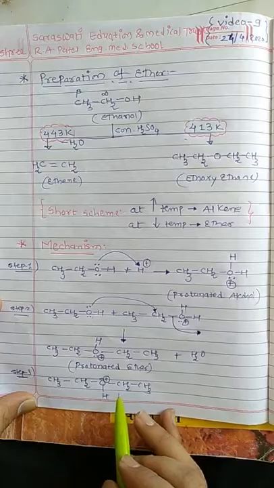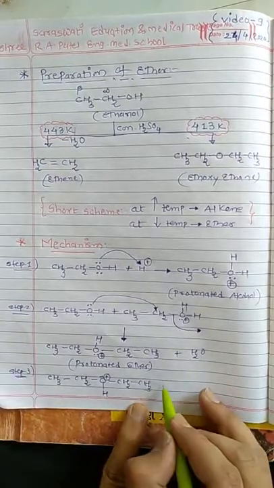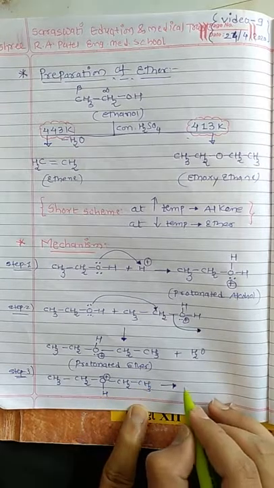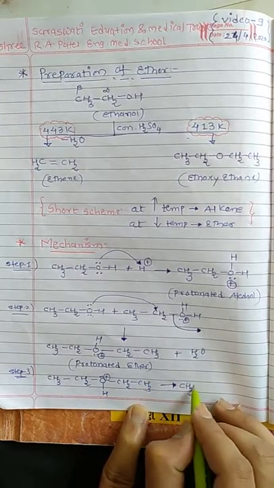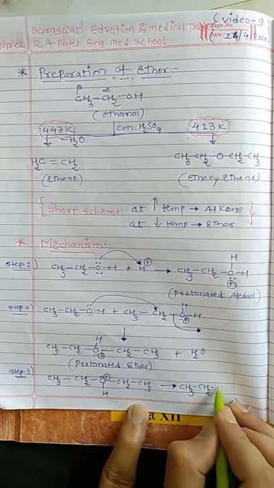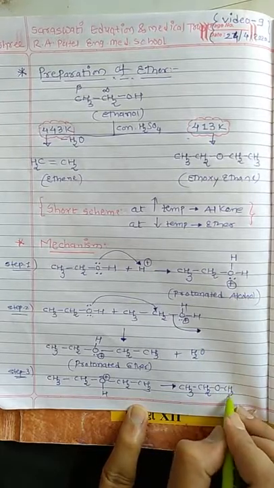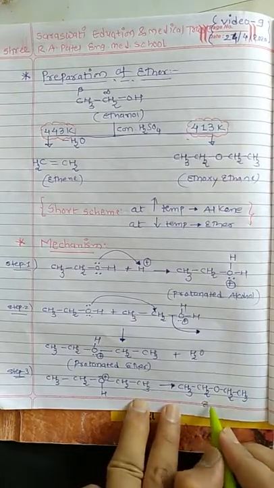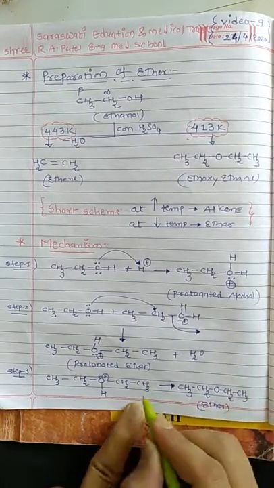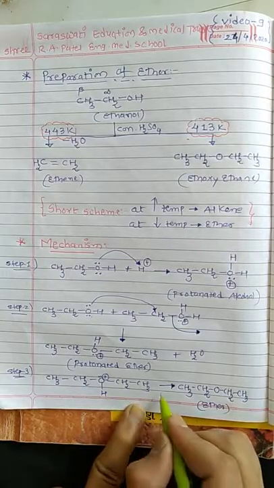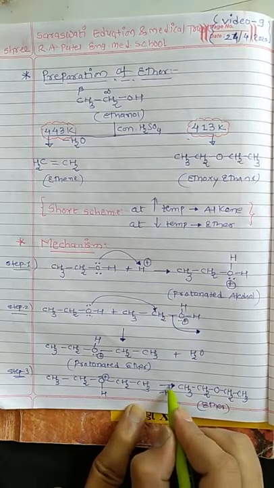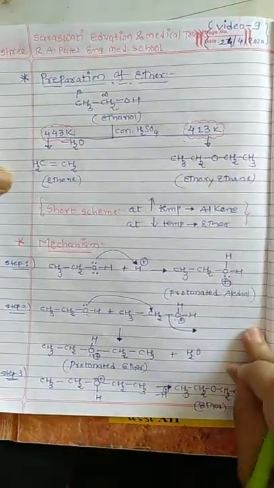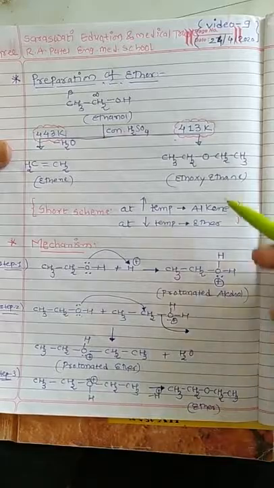So this species loses this H plus atom to form CH3 CH2 O CH2 CH3. This is called an ether compound, with loss of this H plus atom. So I will write minus H plus ion. So this is the complete reaction scheme to manufacture ether in the laboratory.